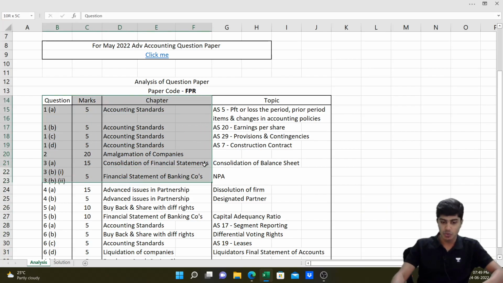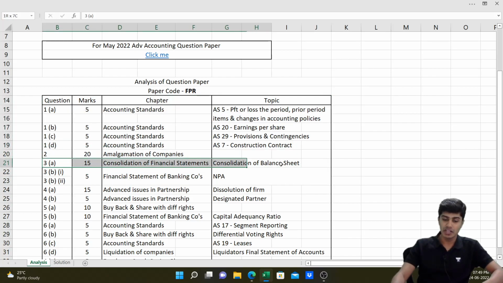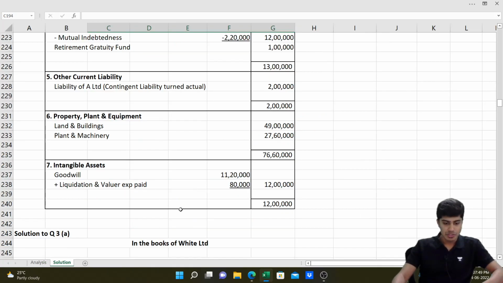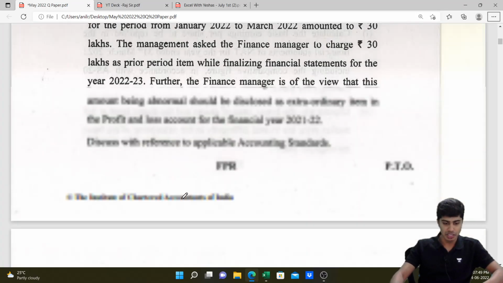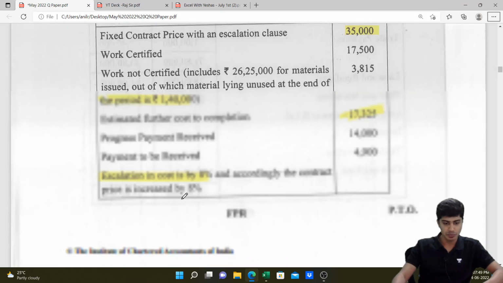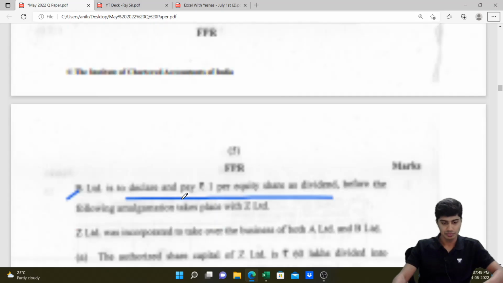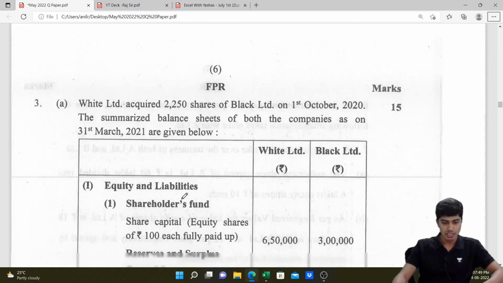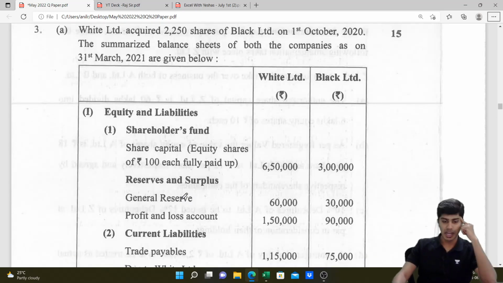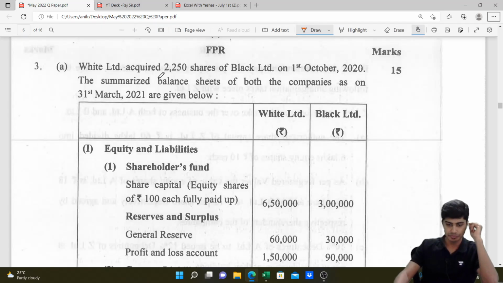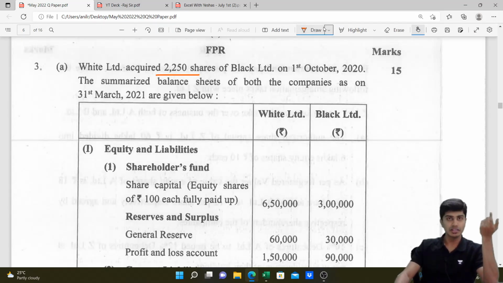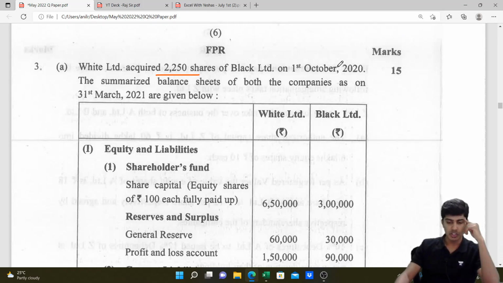So in the first part, we've done accounting standards and amalgamation. Let's now start with consolidation of balance sheet and financial statements of NPA as a question. So what is it with regard to consolidation? Question number 3 is on your screens now. White Limited acquired 2,250 shares of Black Limited. So this is a holding relationship: the holding company holds 2,250 shares in the subsidiary company. On 1st of October 2020, summarized balance sheets of both the companies are given.